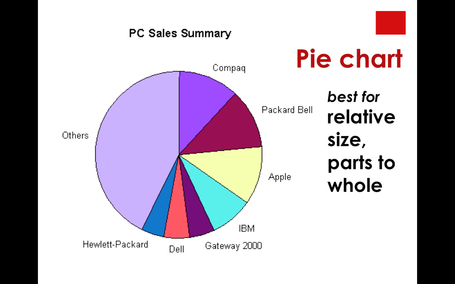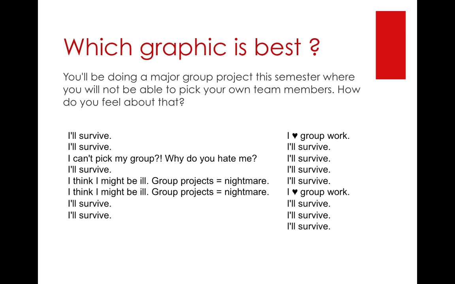So for our test case, we're going to use some data from the survey you did during the first week of class. I asked you, how do you feel about doing a major group project where you don't get to pick your own team? And you had options to choose from. So some of you said you'll survive, some of you said I can't pick, why do you hate me? I might be ill, and a couple of you said I heart group work.